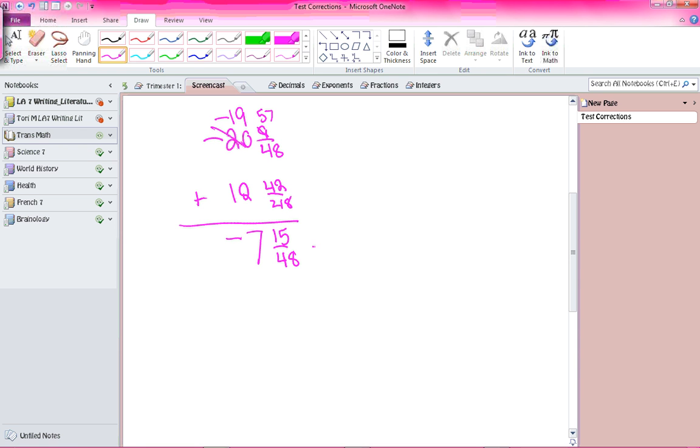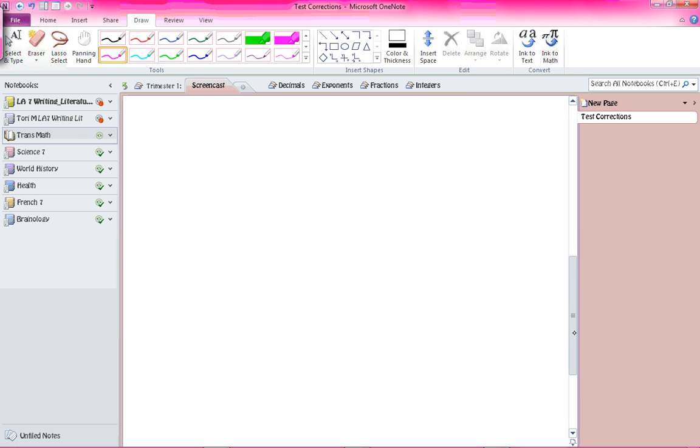So now I have to simplify this, which gives me negative 7 and 5 over 16. And that's my final answer for question number 1.